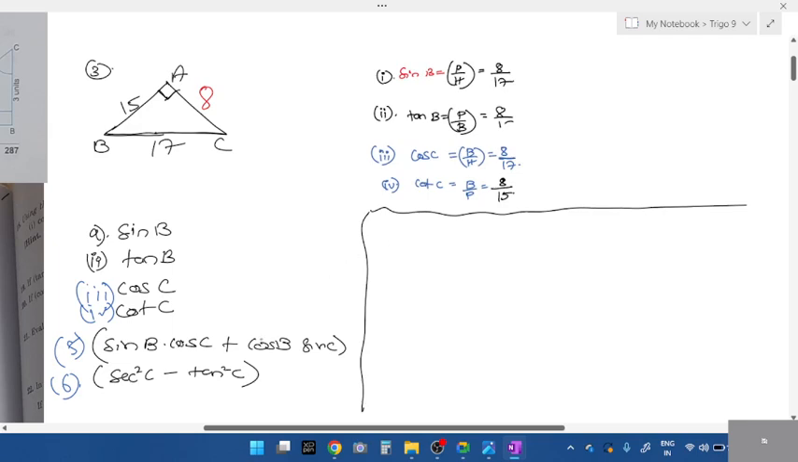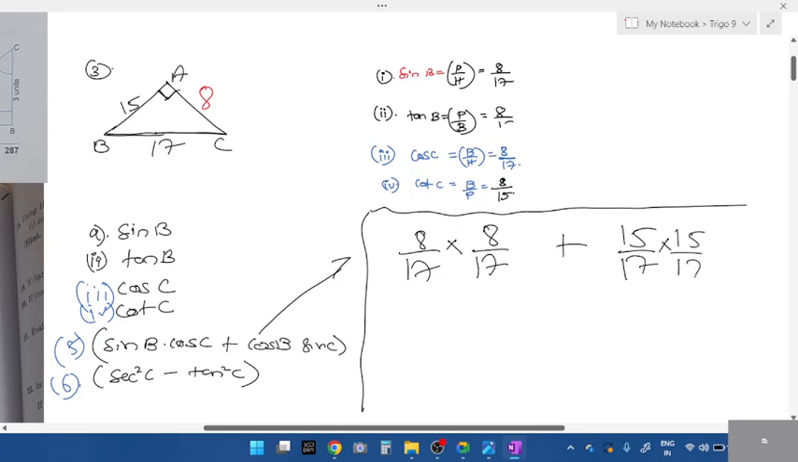Next question. Sin B is given. What is sin B, students? Perpendicular by hypotenuse. 8 divided by 17 multiplied by what is cos C, students? Base by hypotenuse. 8 divided by 17, plus what is cos B? 15 by 17, into what is sin C? 15 by 17. Clear? What's the value?